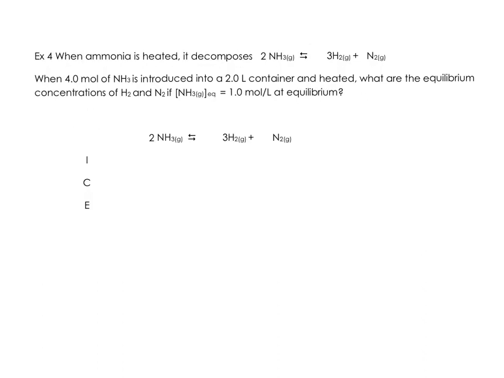So example 4, when ammonia is heated, it decomposes. When 4 moles of ammonia is introduced to a 2-liter container and heated, what are the equilibrium concentrations of hydrogen and nitrogen if the ammonia equilibrium concentration is 1 mole per liter? So first thing was to write a balanced chemical equation and then write ICE vertically.